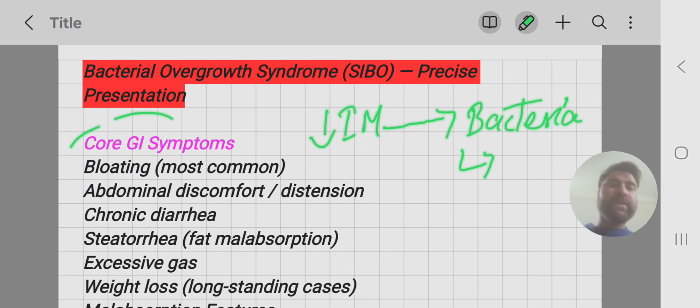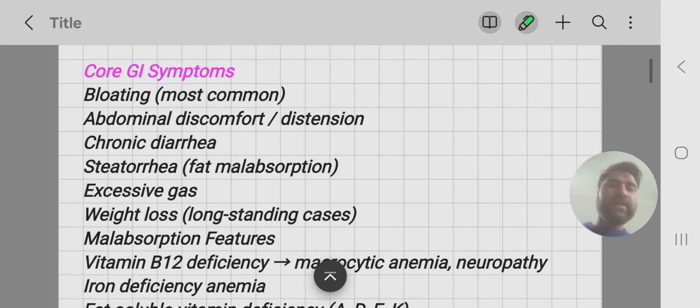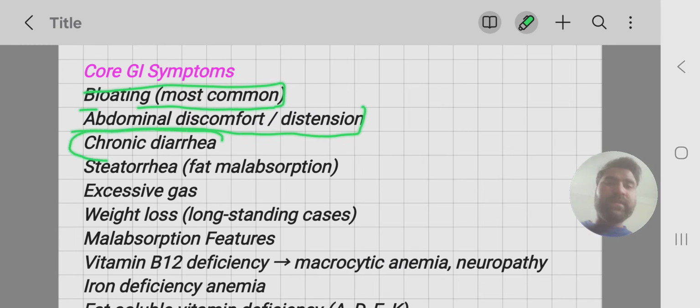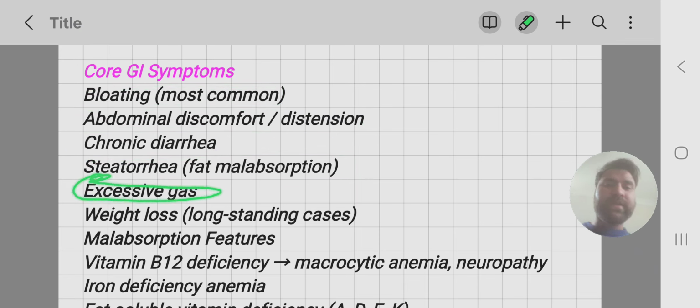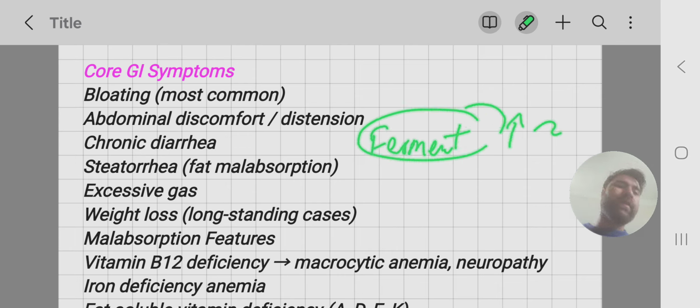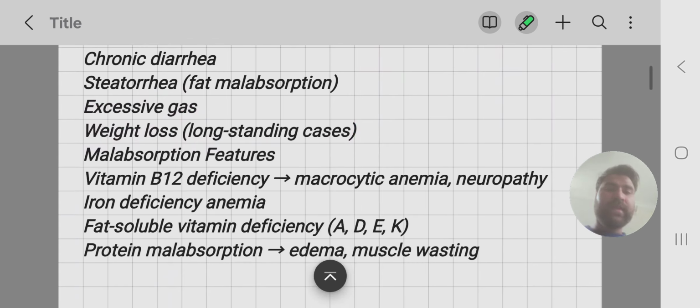they produce these symptoms. These are bloating, most common, abdominal discomfort and distension. These can also lead to chronic diarrhea. Also, this diarrhea contains fat content, known as steatorrhea. There is excessive gas production because when bacteria ferment carbohydrates, they produce more and more gas. So, excessive gas production, and weight loss because of malabsorption and diarrhea.